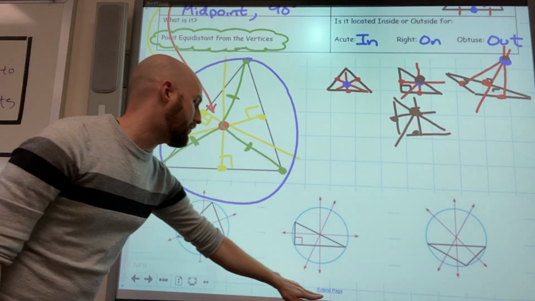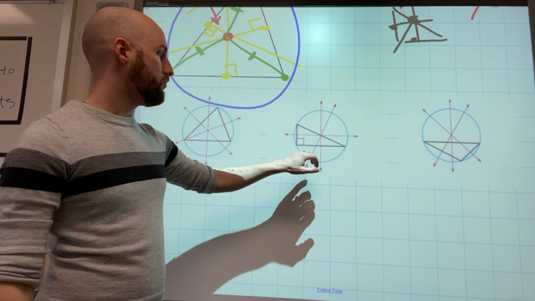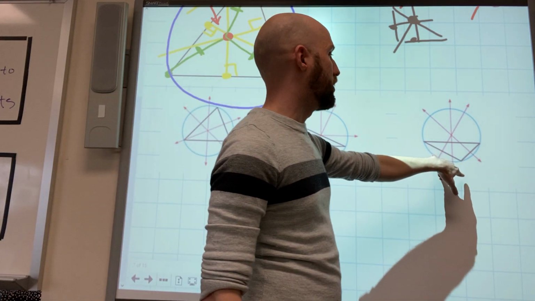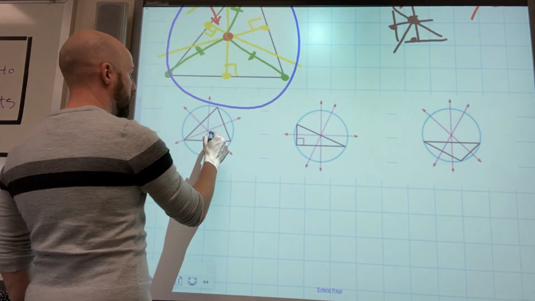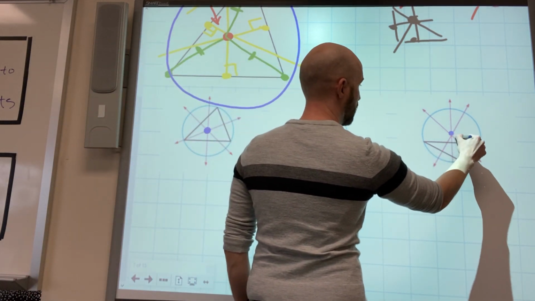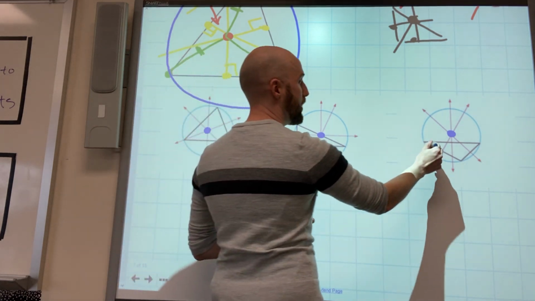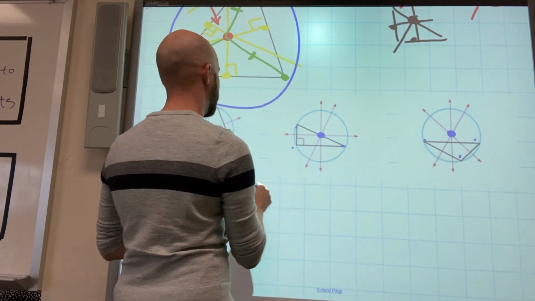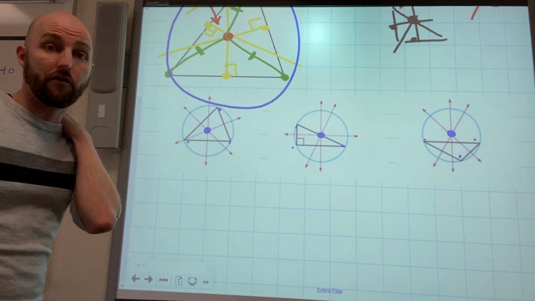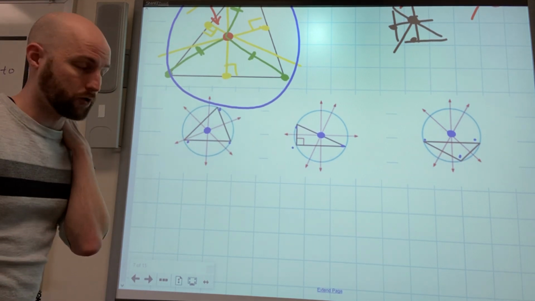And down here, I have just a quick visual of an acute, a right angle, and an obtuse triangle, showing that even when the intersection, or the center of that circle, is not physically within the triangle, it's still a circle that will just barely tap at those three places. Okay, so that's pretty much all the information you need to know about the circumcenter.